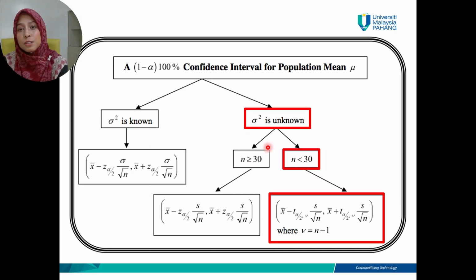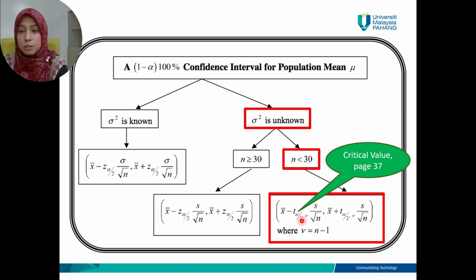And next, if the question given to you is the case of sigma square unknown and sample size less than 30, this is the formula that you should use. Let's look at the formula for the lower boundary: sample mean minus t alpha over 2, nu, which is the critical value, multiplied with the sample standard deviation divided by the square root of the sample size. Similarly for the upper boundary, it is sample mean plus the critical value multiplied with the sample standard deviation divided by the square root of the sample size. Don't worry, we're going to try a few examples that will use some of these formulas.